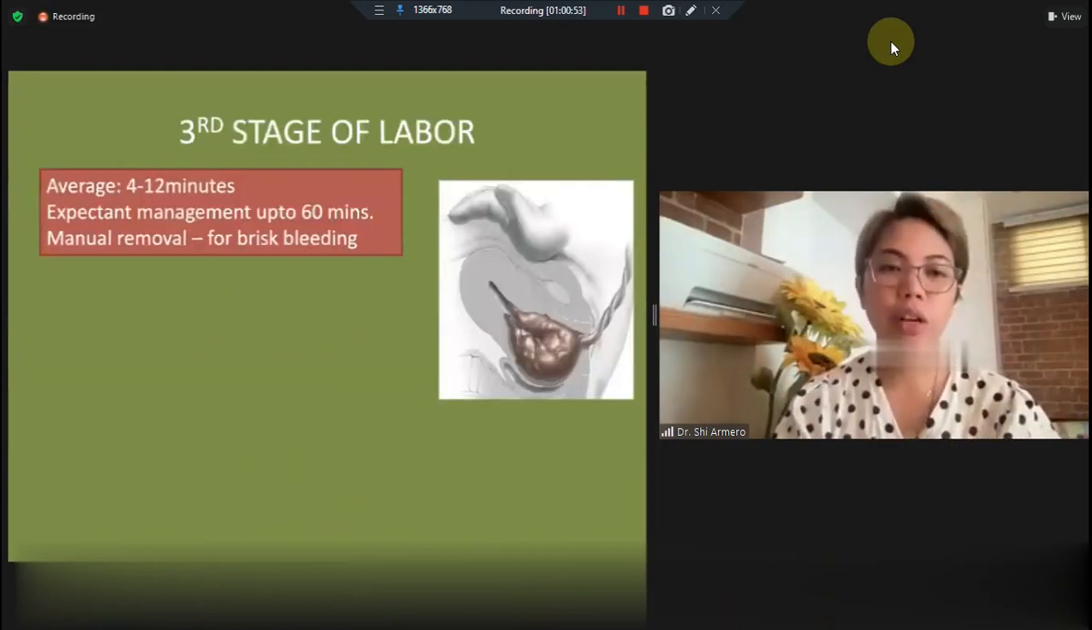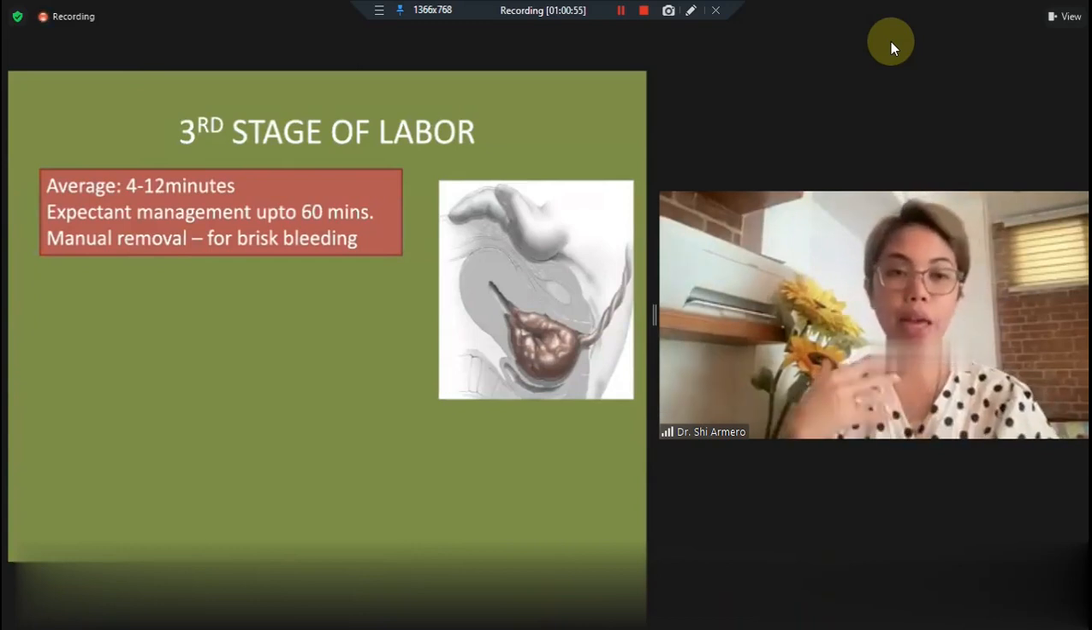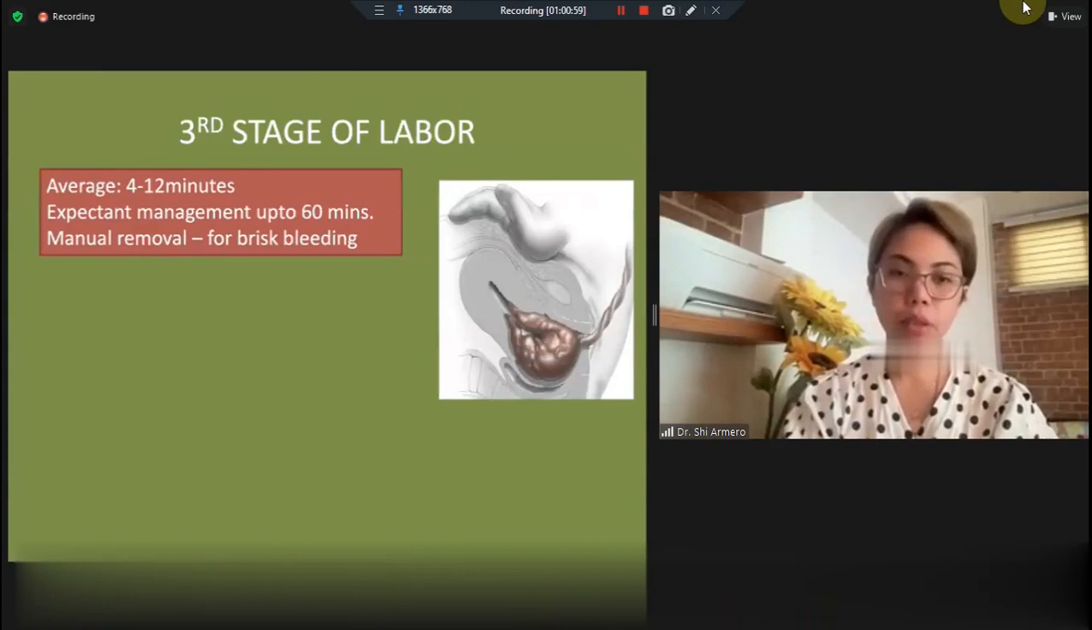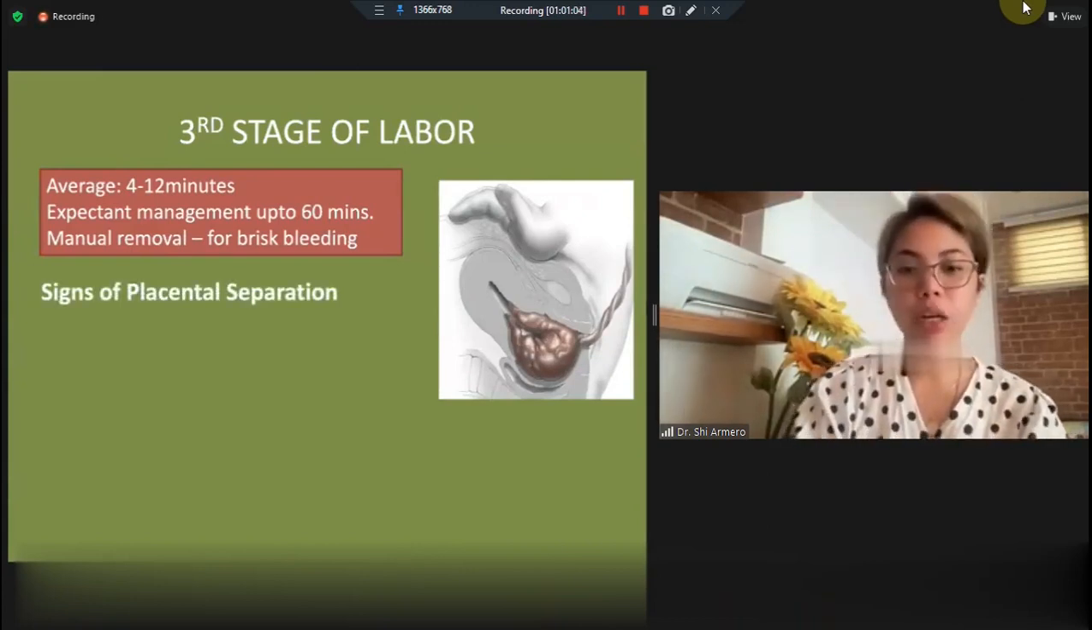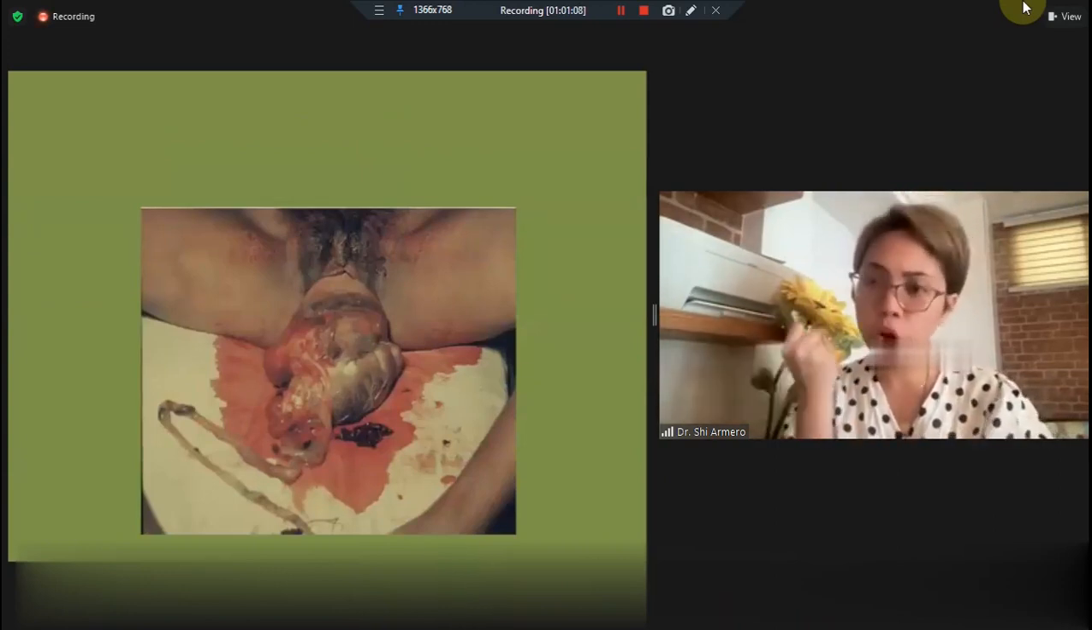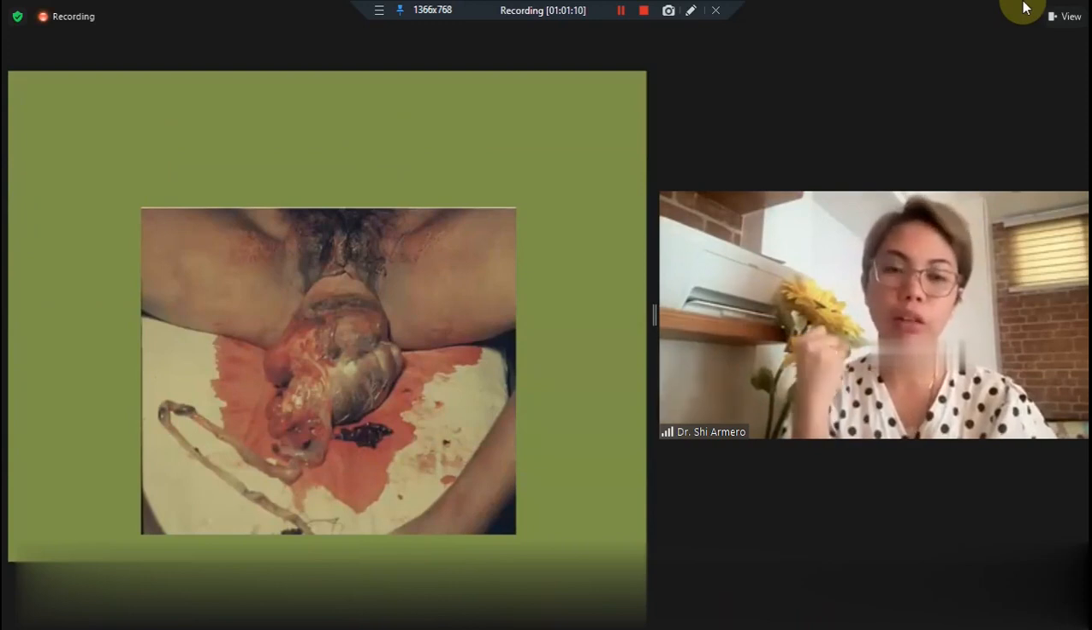What's next? Deliver the placenta. We can do expectant management or we can manually remove the placenta if there is brisk bleeding. We have to wait for signs of placental separation. Why? Because this can happen: if the uterus is not contracted and you pull too strongly, you pull out the placenta.